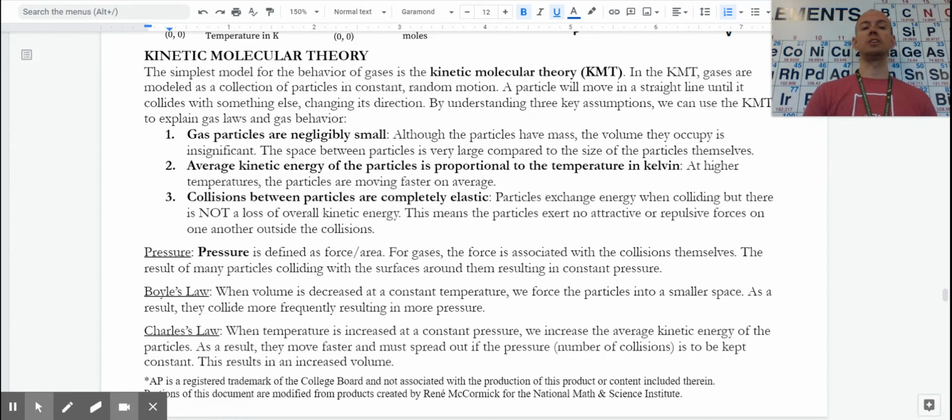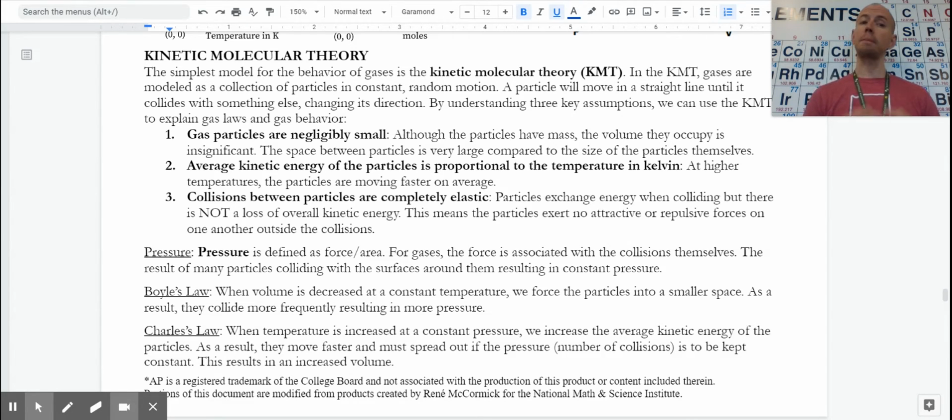Lastly, we treat the collisions as if they are perfectly elastic. Anyone who's taken a physics class knows that collisions can be elastic or inelastic. Sometimes we simplify that by saying they bounce off of one another or stick together, but it really has to do with loss of energy compared to loss of momentum. So we treat it as if there's no loss of kinetic energy. The particles bounce off of one another perfectly and exert no attractive nor repulsive forces on one another outside of that collision.